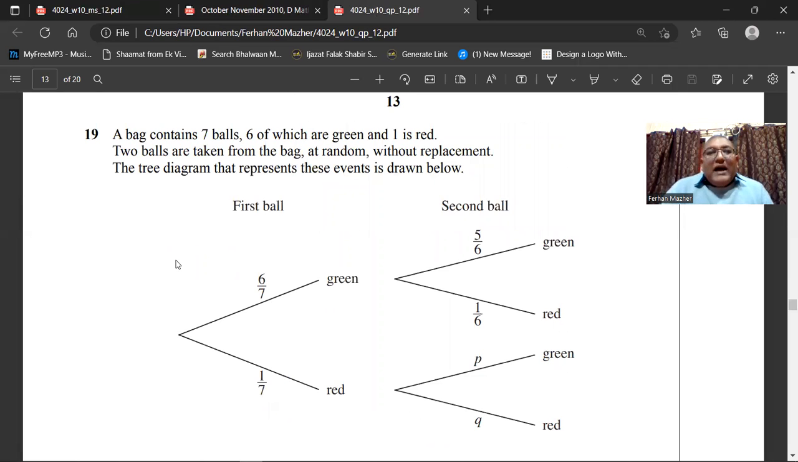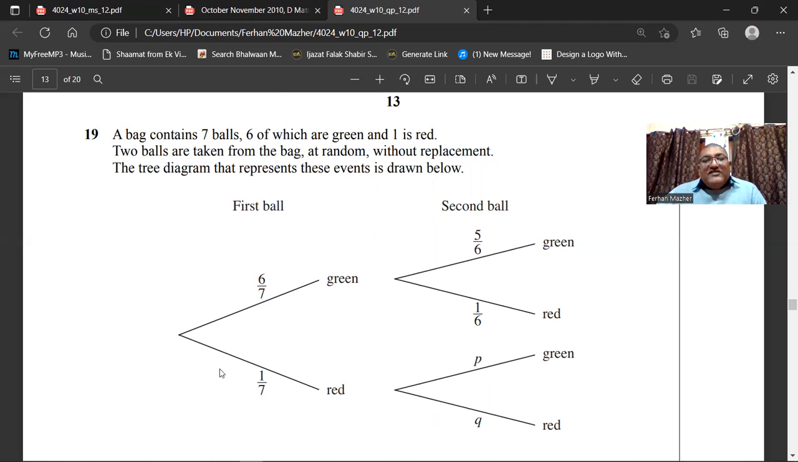Question number 19. A bag contains 7 balls, 6 of which are green and 1 is red. 2 balls are taken from the bag at random without replacement. The tree diagram that represents these events is drawn below. So the first ball taken out, then the second ball taken out. In this bag, total 7 balls, 6 are green, 1 is red. So you have to write these numbers here.